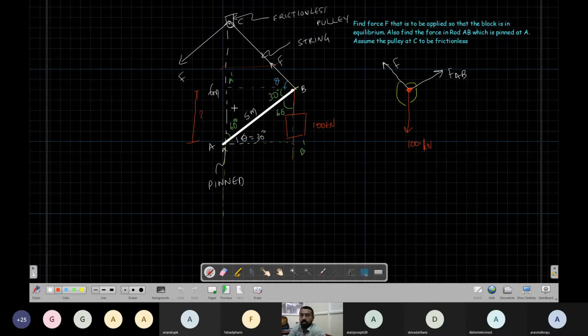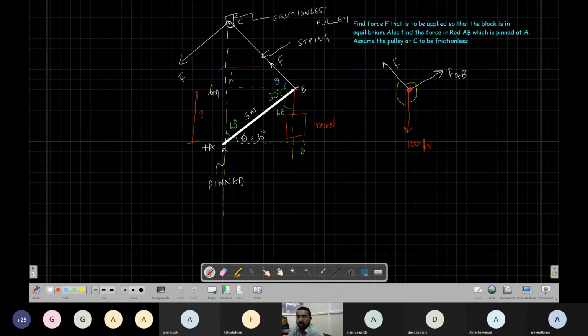So my question was, find the force F that is to be applied so that the block is in equilibrium. That means it is not moving. So what is the force that you have to apply? Also find the force in the rod. The rod also will take some force. You can imagine that some force will be taken by the rod. You have to find that value also.